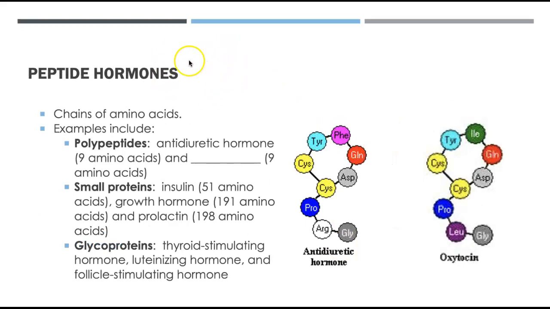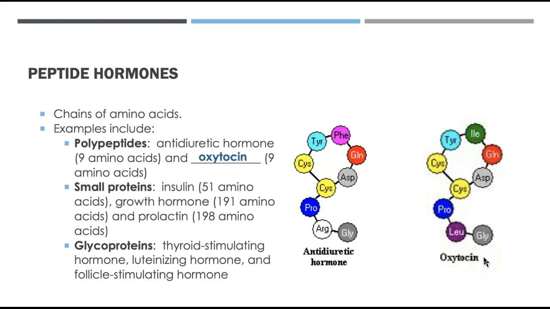Next up is our peptide hormones. These are chains of amino acids, which you could see over here. So each of these circles represents a different amino acid. And examples would include polypeptides, such as our antidiuretic hormone, which we see over here. It's made up of 9 amino acids. And oxytocin, which is also made up of 9 amino acids.